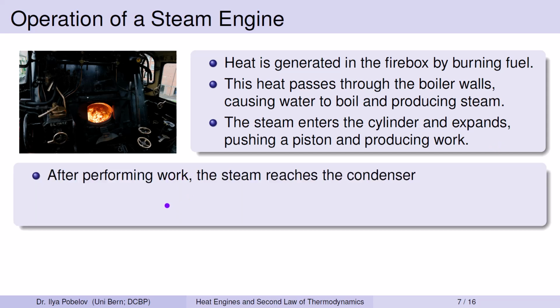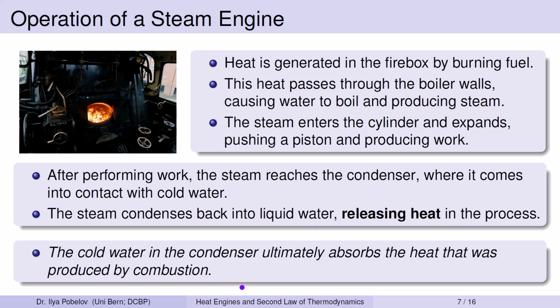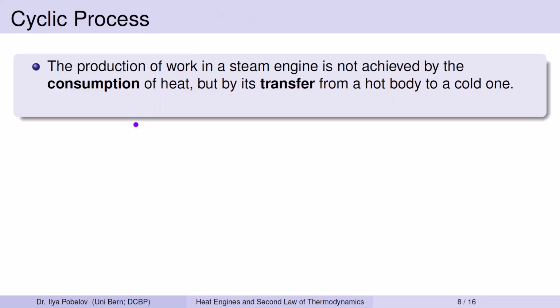After performing work, the steam reaches the condenser, where it comes into contact with cold water. The steam condenses back into liquid water, releasing heat in the process. As Carnot explains, the cold water in the condenser ultimately absorbs the heat that was produced by combustion. According to Carnot, the production of work in a steam engine is not achieved by the direct consumption of heat, but rather by its transfer from a hot body to a cold one.